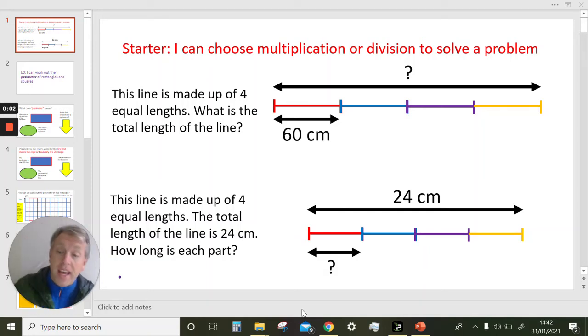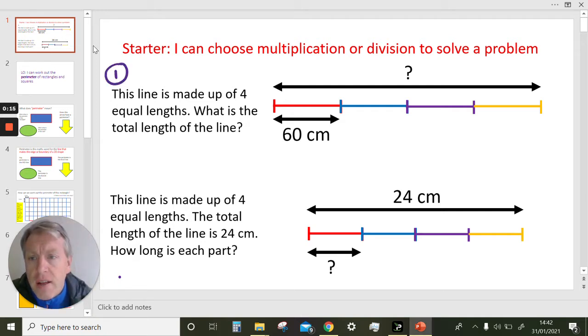Hello everyone, it is lesson number 2 on perimeter and we're just going to have 2 warm-up questions today, thinking: is it multiplication or is it division?